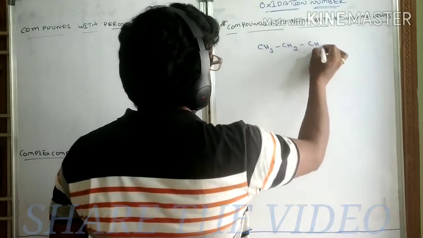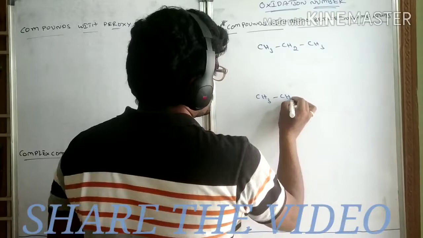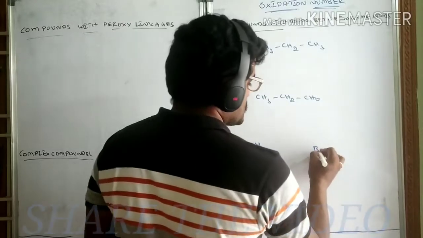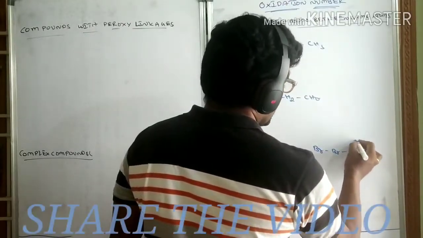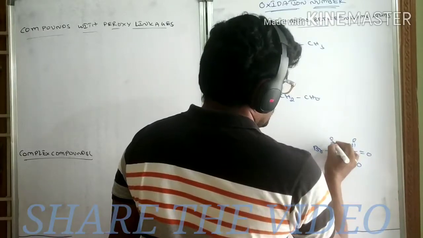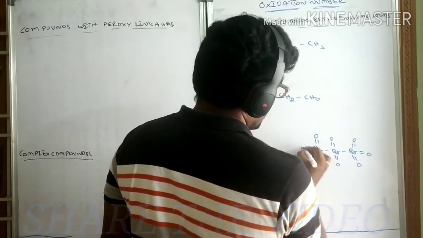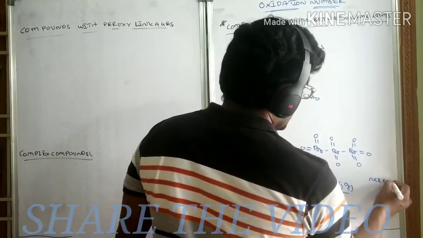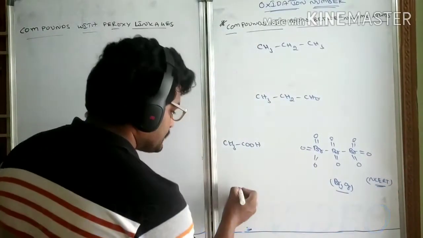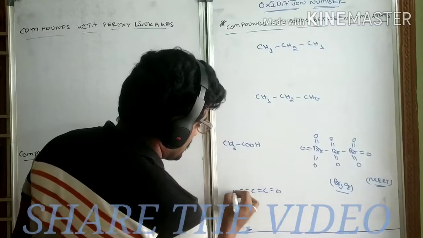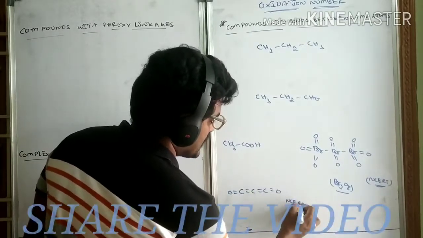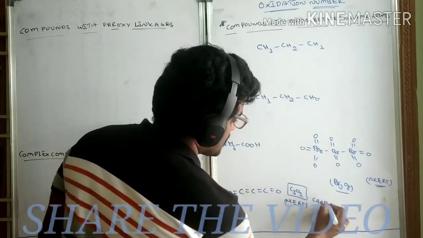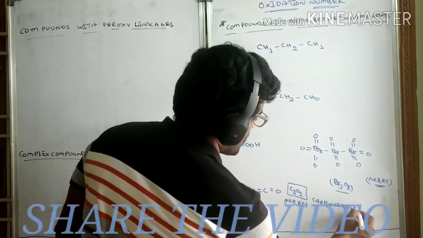That is, compounds with bonds between same atoms are: CH3, CH2, CH3; CH3, CH2, CHO; CH3, COOH; Br3OH with its Br and double bonded O atoms. This is an NCERT example, so you have to remember this very carefully. C double bond O, double bond O. This is also NCERT. C3O2, carbon suboxide, we call it carbon suboxide.